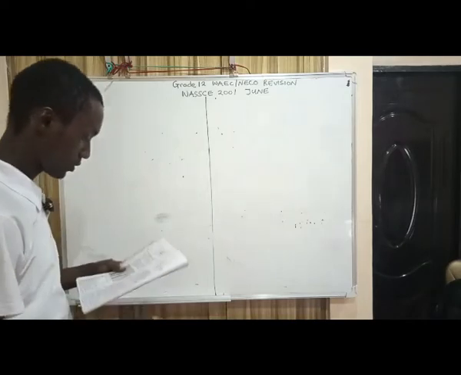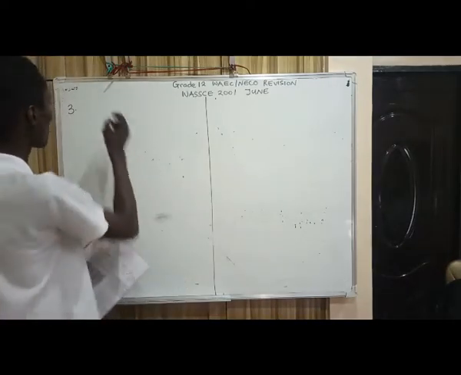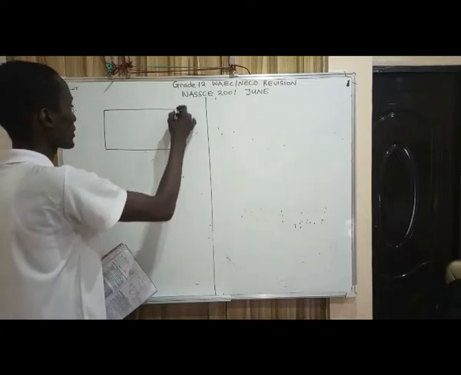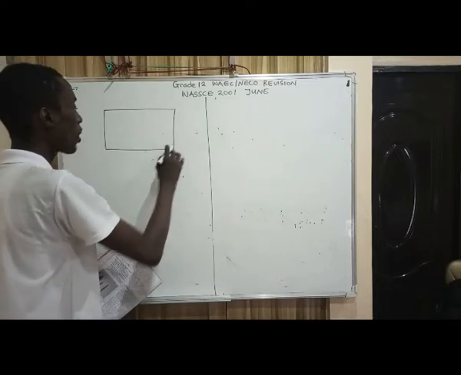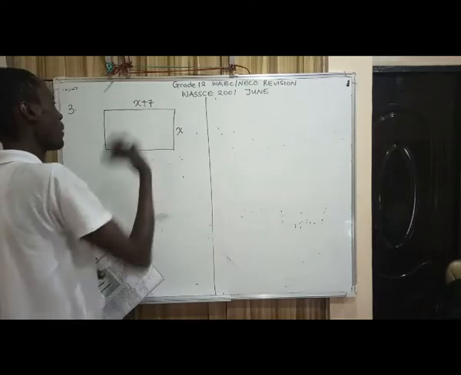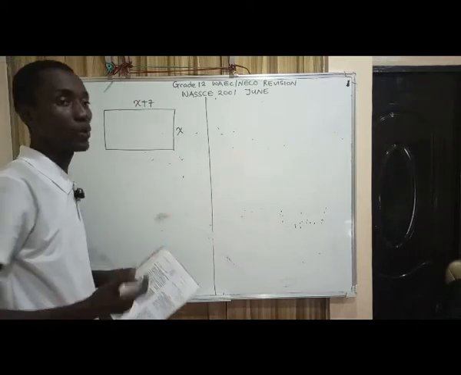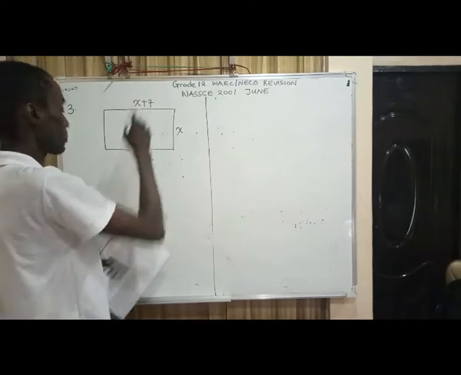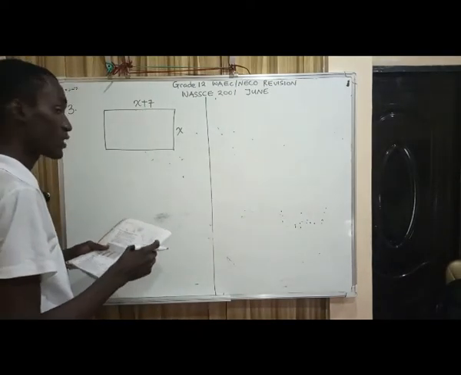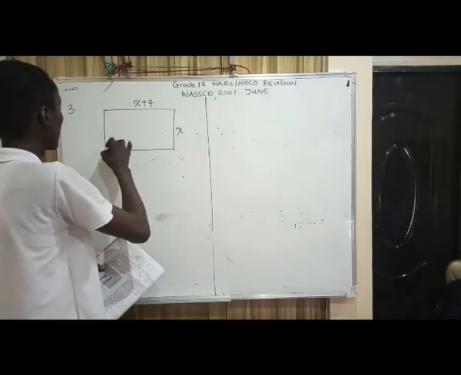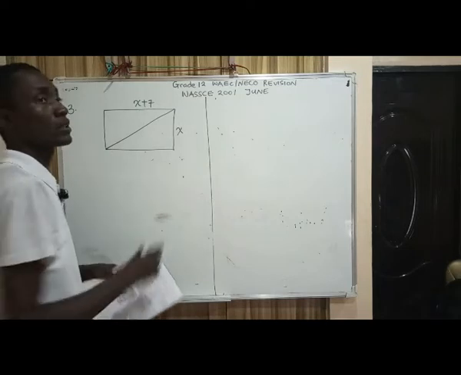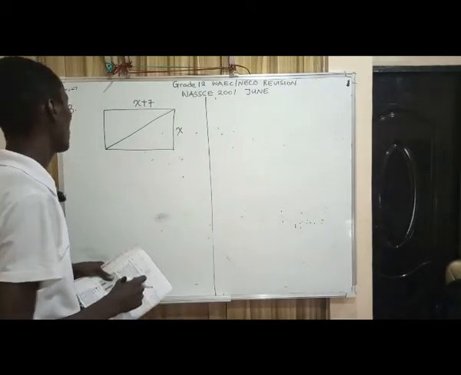So question 3 is a rectangular floor. I always try to draw the rectangle out. One side is called x, the other is called x plus 7. I will call x the width and x plus 7 the length. Now, it says the diagonal is x plus 8. A diagonal is a line that cuts opposite ends of a figure.